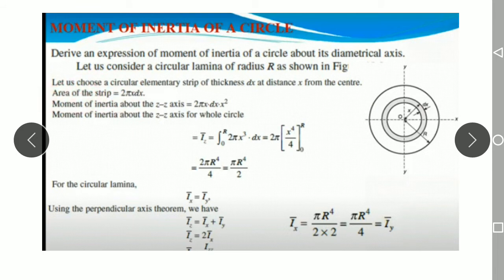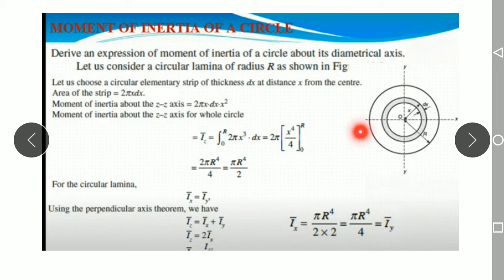Now the moment of inertia about the z axis. Here, since x and y are in the plane, you are considering the moment of inertia about the perpendicular axis, that is the z axis. That is area times the square of the perpendicular distance. The area is 2 pi x dx, and the perpendicular distance is x, so the moment of inertia of the single strip about the z axis is 2 pi x dx times x squared.